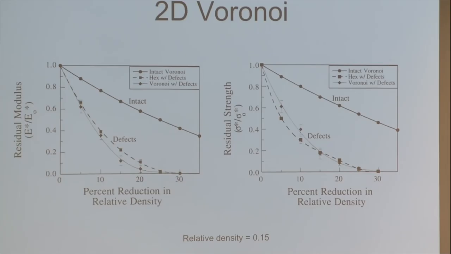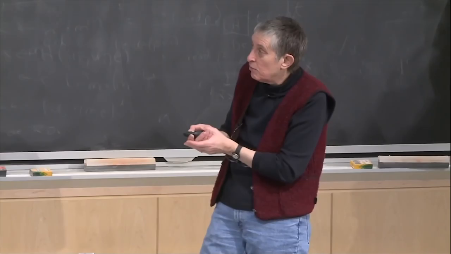And at this value here, I can't remember if it was 30 or 35% density reduction, you reach what's called the percolation threshold. And at the percolation threshold, you have two separate pieces of material. So obviously, the mechanical properties are going to go down to zero when you reach that percolation threshold.